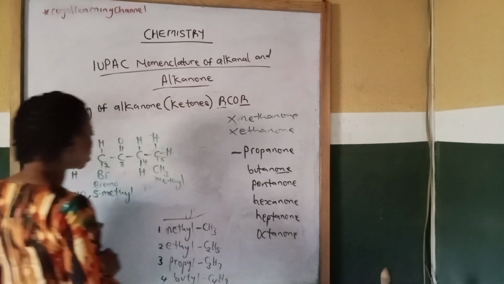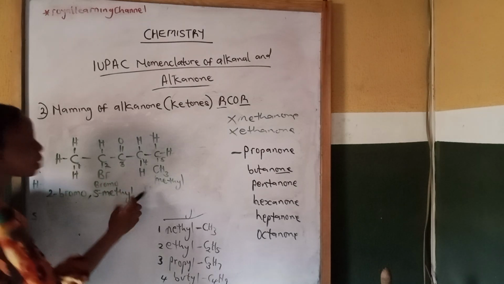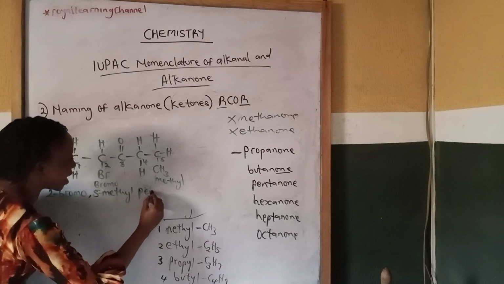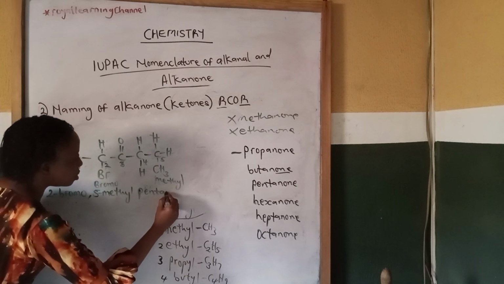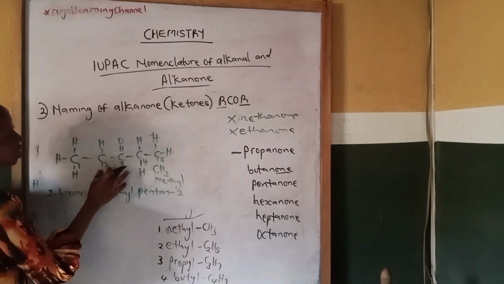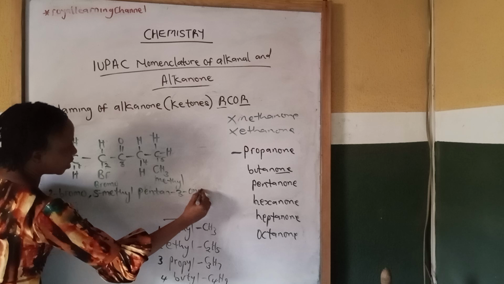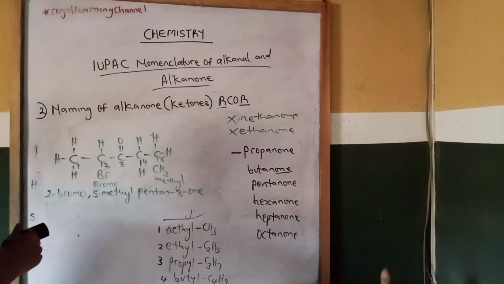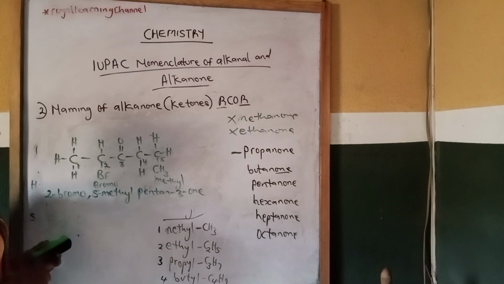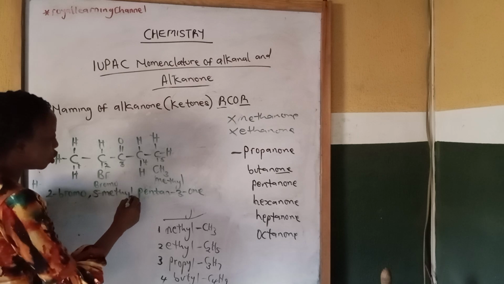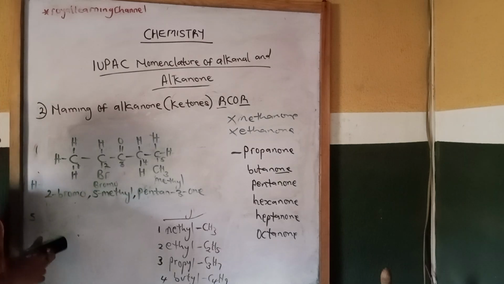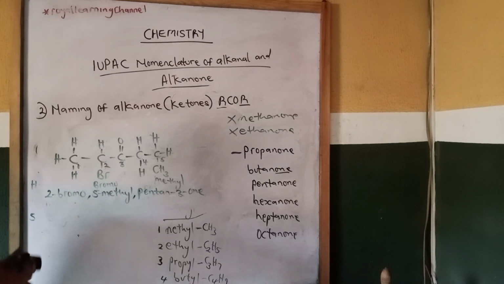That is pentanone. But the "one" is on the third carbon atom. So what are we going to call this? Pentan-3-one. So the name of this structure is 2-bromo-5-methylpentan-3-one.